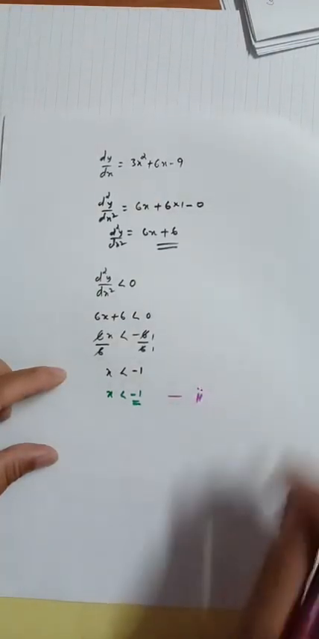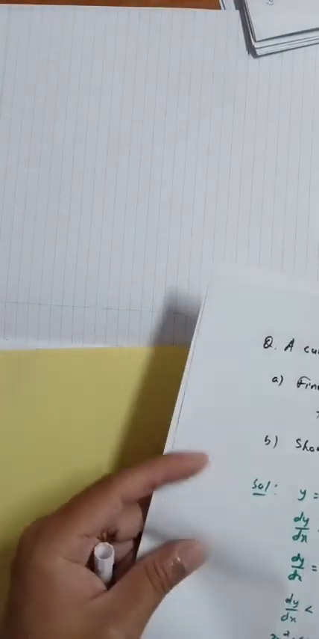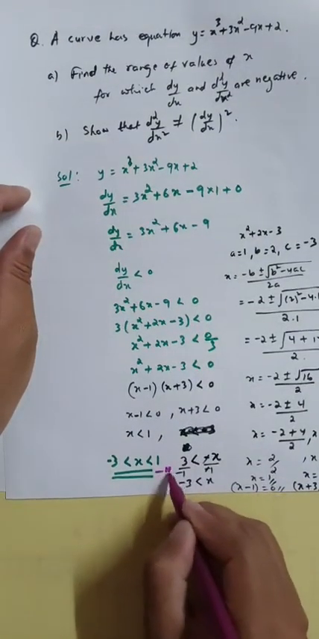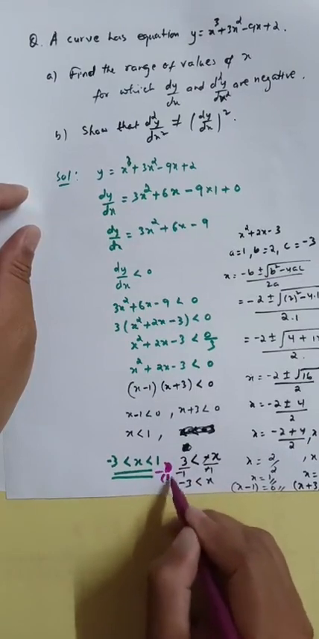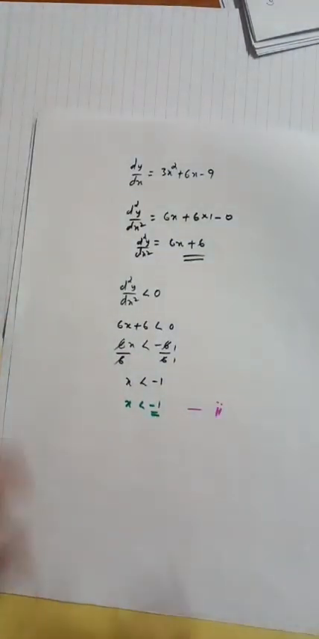Combine the two inequalities, the first one and the second one. Combine 1 and 2.